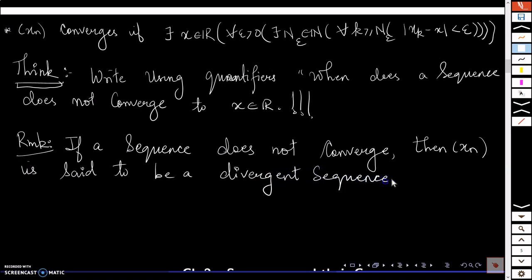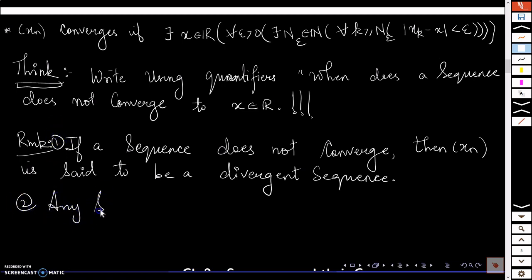All right. So I want you all to formulate, using quantifiers, what it means when you say that a sequence diverges. When a sequence is a divergent sequence. Okay, and any sequence which converges is called a convergent sequence.